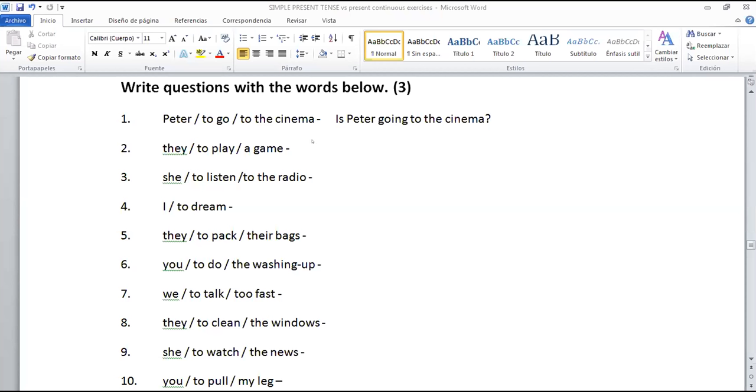Paulo, what is number two? Are they playing a game? Jeannie, what is number three? Is she listening to the radio? Very good. Ricardo, number four. Am I dreaming? Karen, number five. No, number five, Karen. Are they packing their bags? Very good. Cristina.